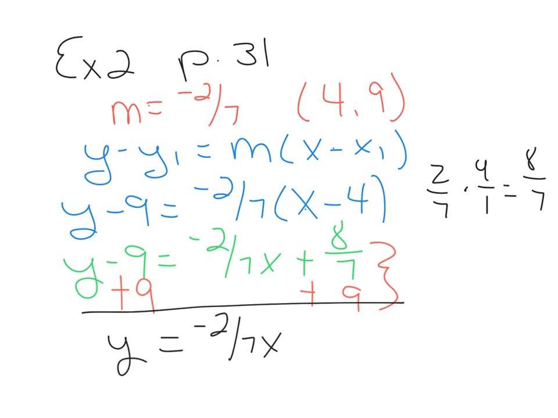When you add 8/7 and 9, you have 9 and 8/7. But in an equation, we want to write this as an improper fraction, not a mixed number. So we're going to turn this improper, and we're going to put it down here. 7 times 9 is 63, plus 8 is 71. So this becomes positive 71, oops, not 9, over 7. And this is our final equation.